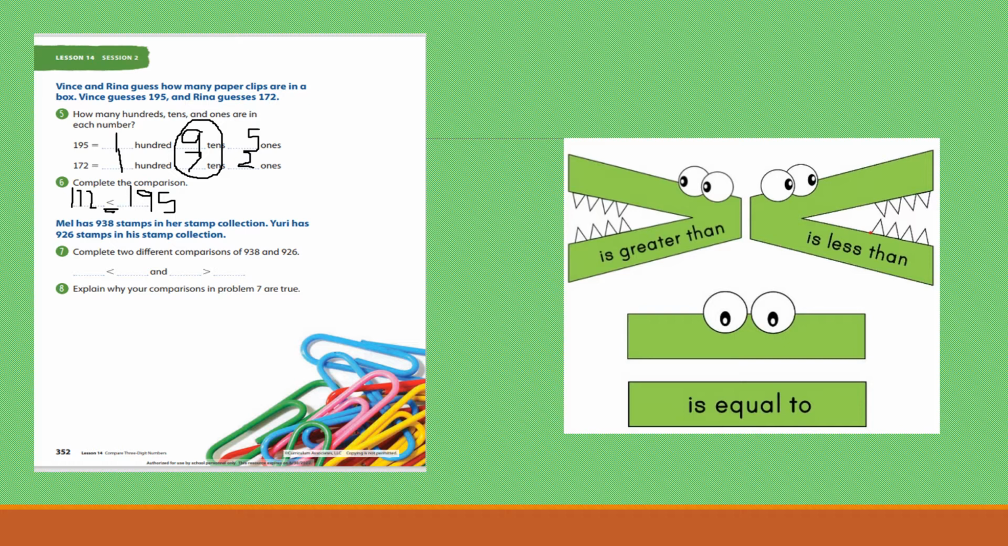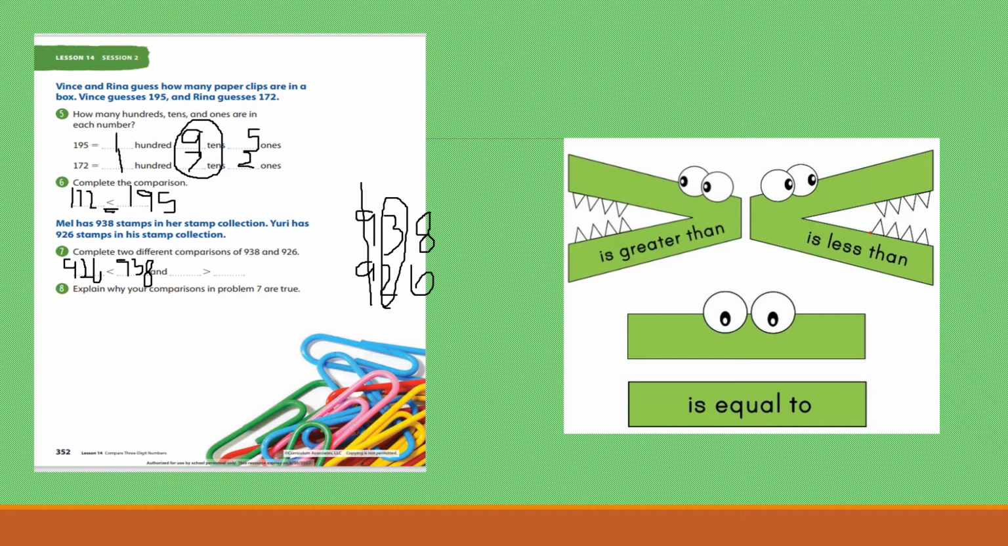So 938 and 926. Well, I'm going to go over here and go 938. And I'm going to go 926. My hundreds are the same, but I look at my tens. 3 tens is greater than 2 tens, so I know I have to put 938 right here. They don't leave me a lot of room to write in there, boys and girls. So I'm going to put 926 here. And that reads 926 is less than 938.